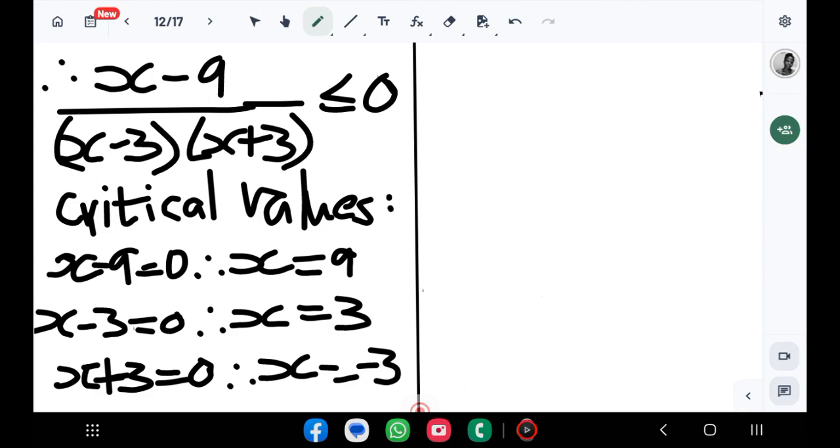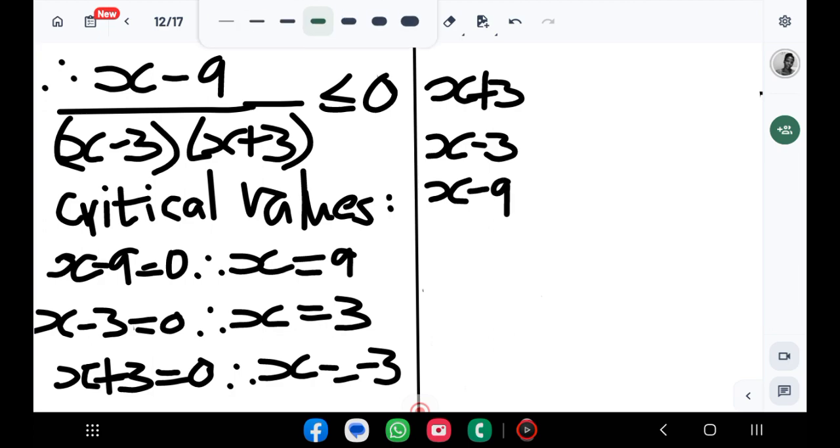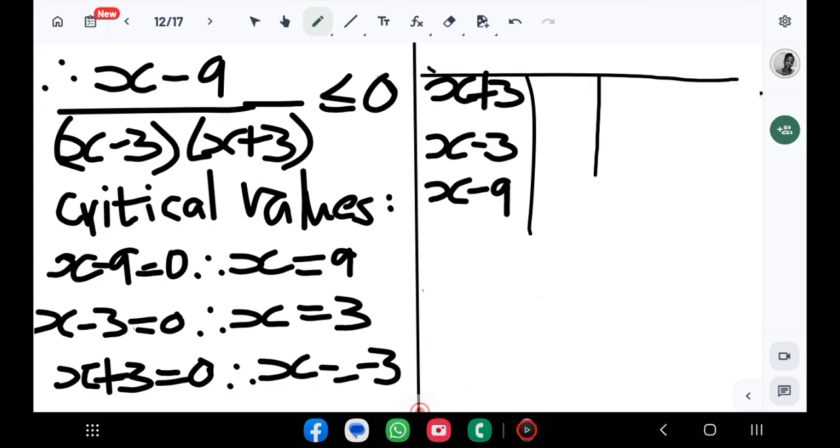Alright, now that you've got the critical values, you draw a table like you would with any other. Make sure that we also align this in ascending order. So we're going to start with the minus 3, then 3, then the 9. So we start with the factor that is connected to that. That is x plus 3, then will come x minus 3, then the last one is x minus 9. That just helps to maintain the order and not confuse us when we multiply things out. We've got space for 3 critical values, important.